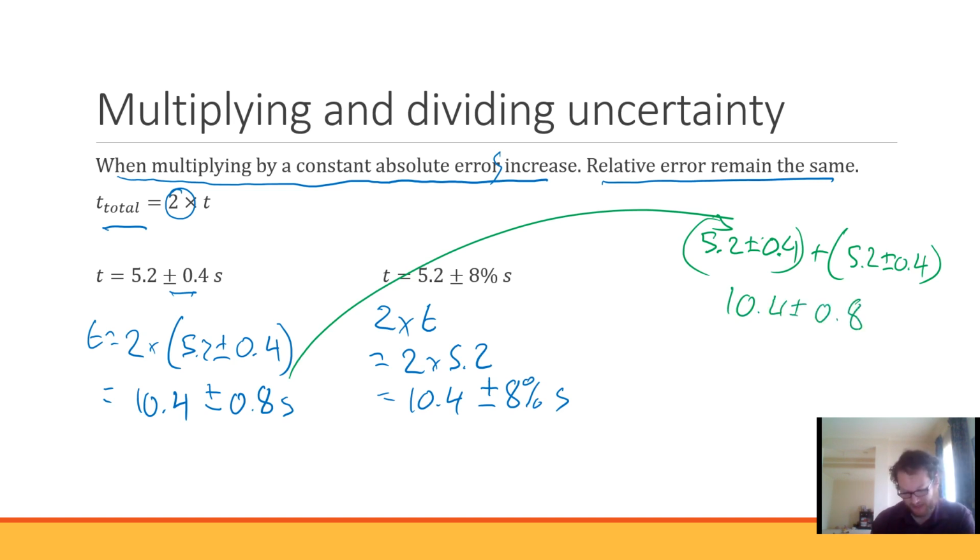Another way you could calculate this is you could find 8% of 10.4, and I guarantee you that it will give you 0.8. So, multiplying errors really quickly: if the absolute errors stay the same, relative errors get multiplied, whereas these ones stay the same.